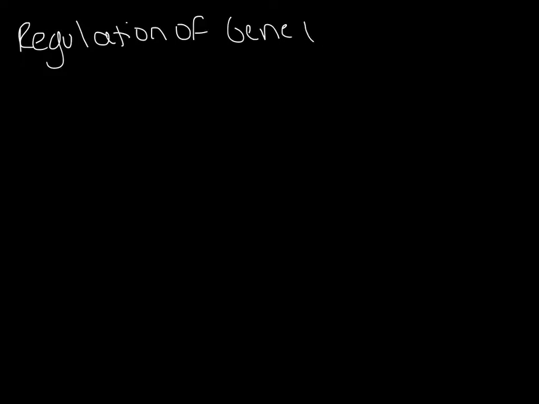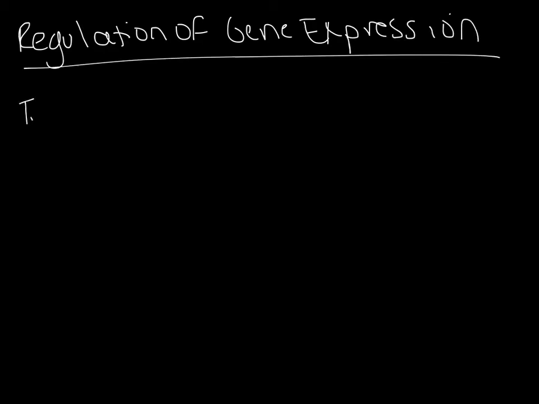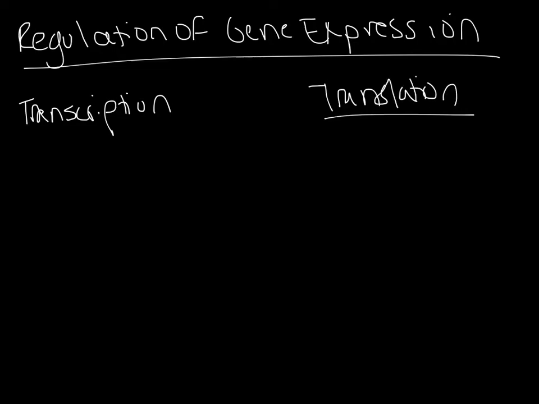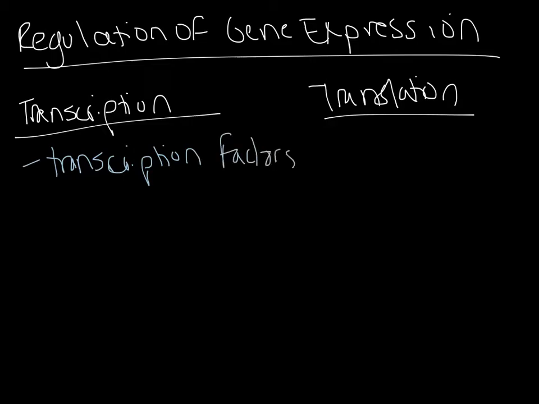So that was the down and dirty of what happens. How do you regulate all these processes? Regulation of gene expression can happen at any point, but it mostly happens either at transcription or translation. In terms of transcription, one form of regulation is something called a transcription factor. You cannot cause transcription without RNA polymerase, so we have transcription factors that recruit RNA polymerase.